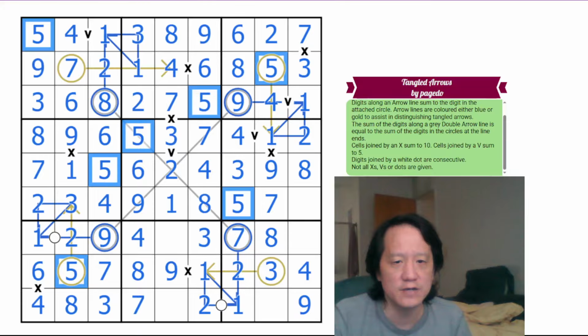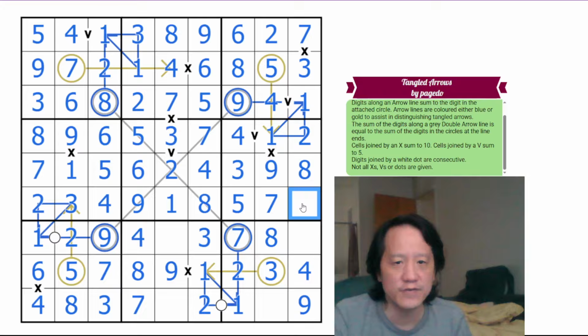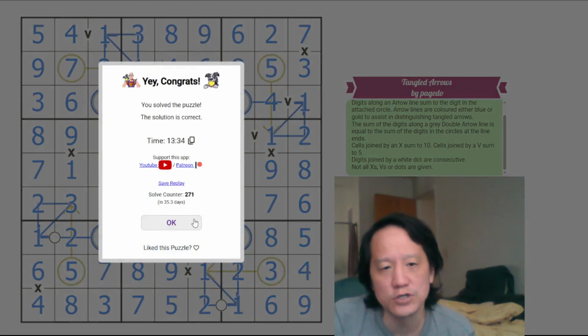The 5s should be, yeah. In column 9, 5 cannot be here, so it must be here. That means 5 cannot be here in column 5, so it must be there. And that means the remaining digits should all be 6s, I believe. And that's the solution.